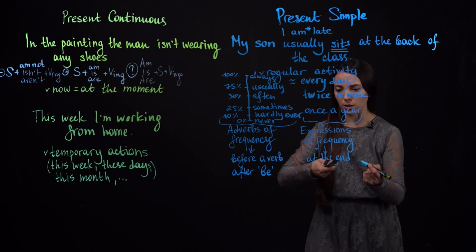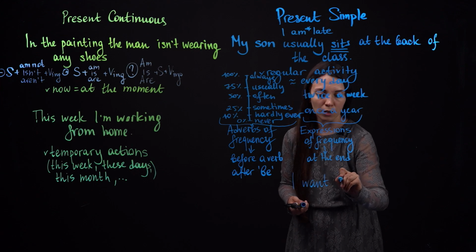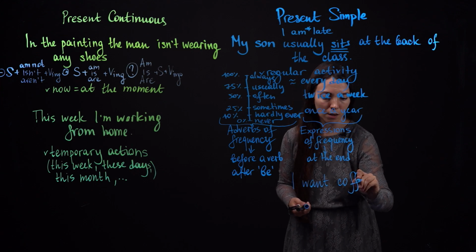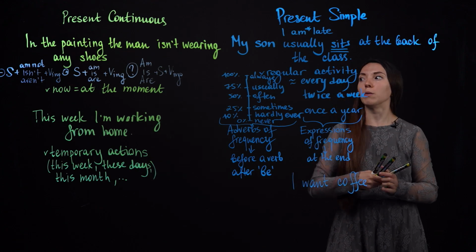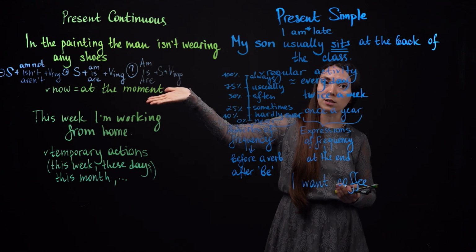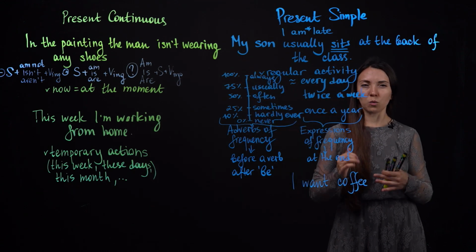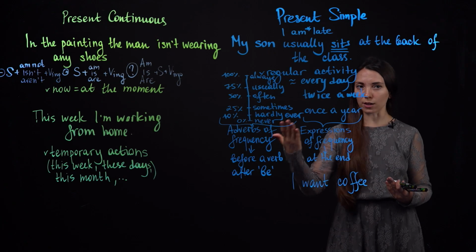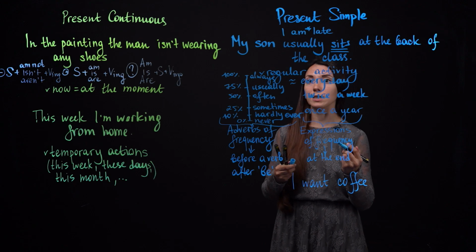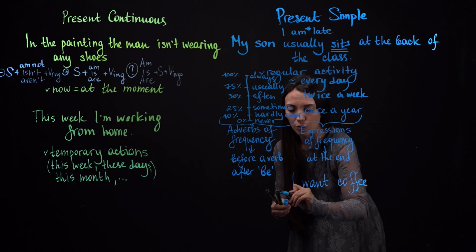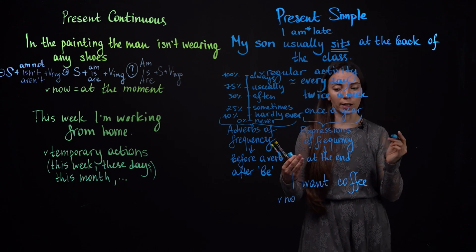I have another sentence. For example, I want coffee. I want it right now, but it's not present continuous. How come? Want. What kind of verb is it? Action or non-action? Want is a non-action verb. That's why we use present simple with non-action verbs.